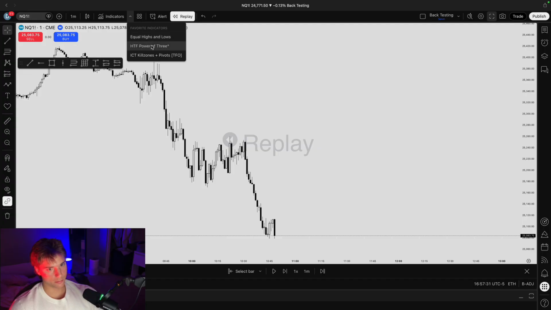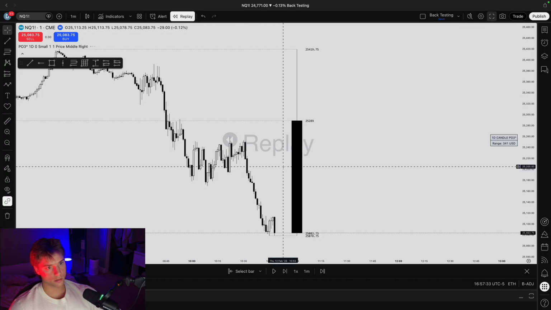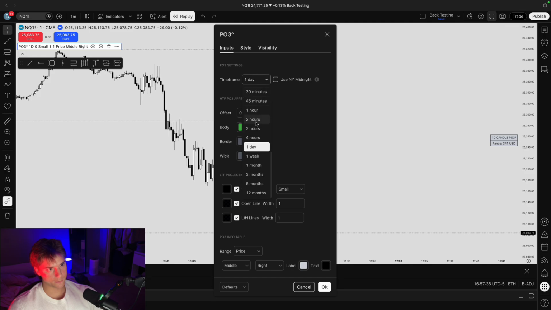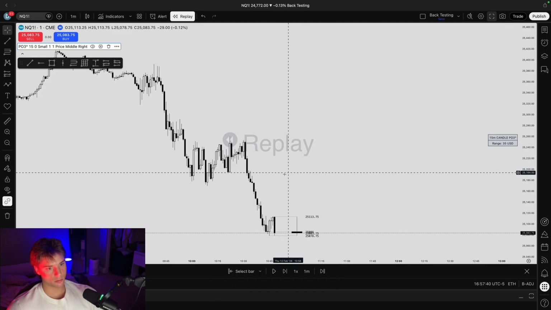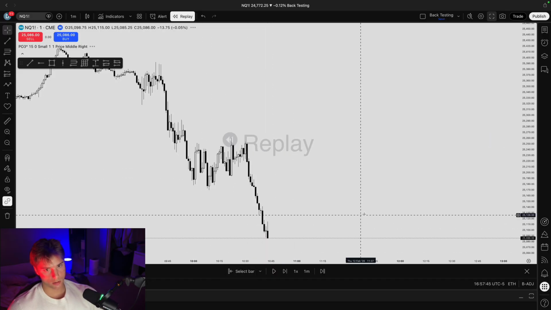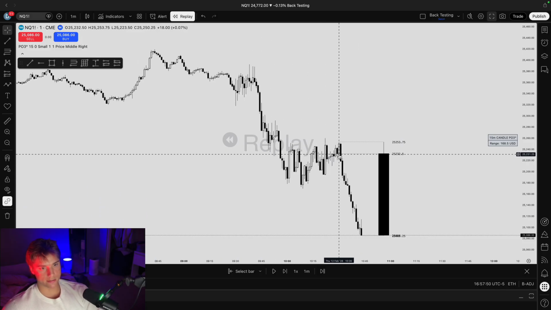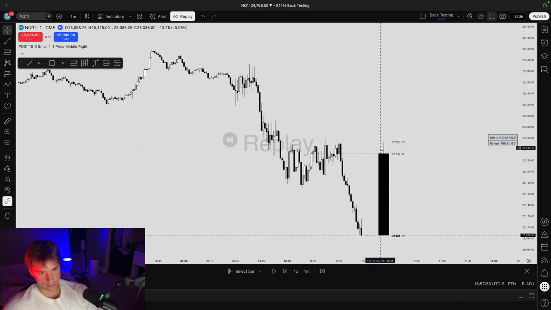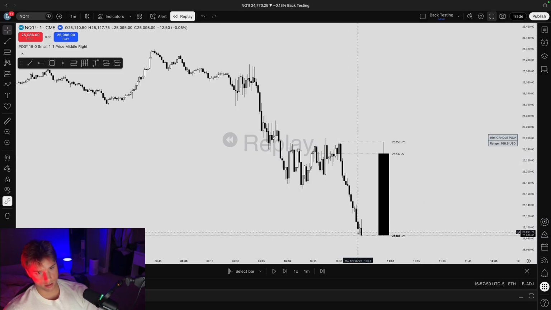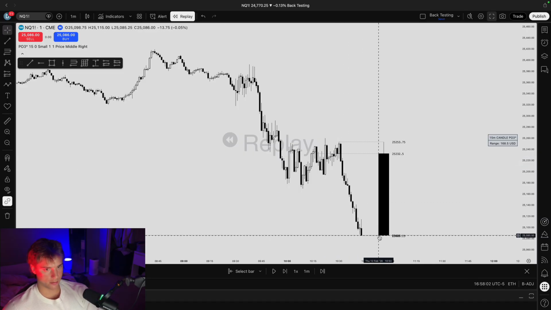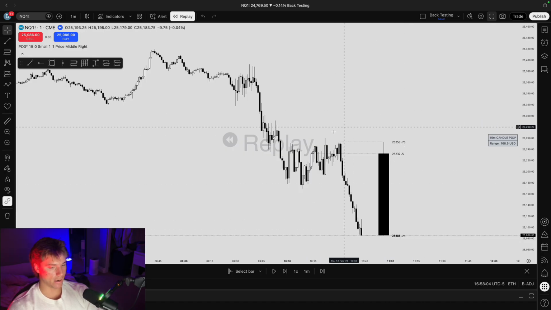This will be actually very helpful. High time frame power of 3. And then move it to the 15-minute. There we go. Okay, so as we can see, price opened up here at 10:30, came up, creating this wick, then price moved lower for bearish price action, and closed back down here. This is an example of a bearish candle.